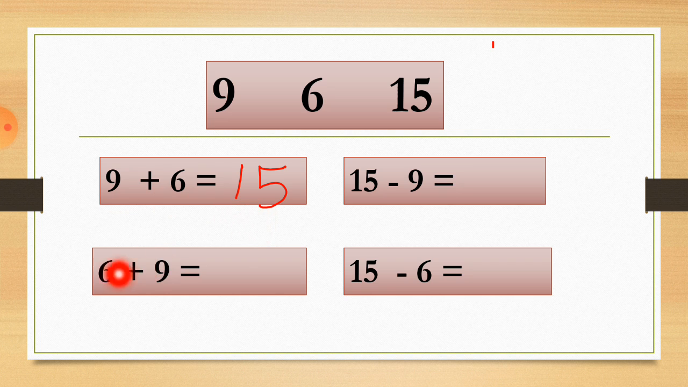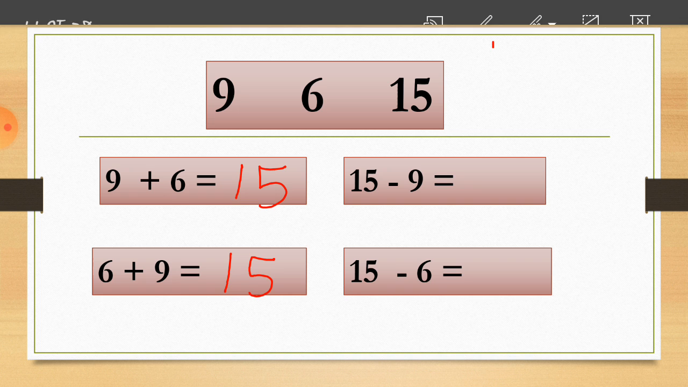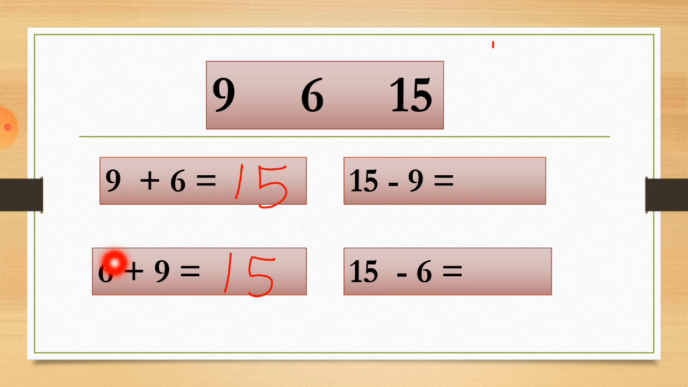Now let's move to the next sum, which is 6 plus 9. Again we just change the order. Here we take 6 first and then 9. So here you can see 6 and 9. This number is missing, and if you add these 2 numbers together, 6 and 9, you will get this answer, which I write here: my answer is 15. So you will get 6 plus 9 equals 15.